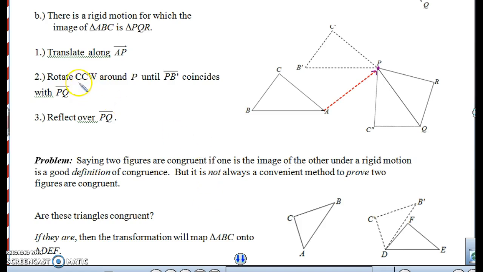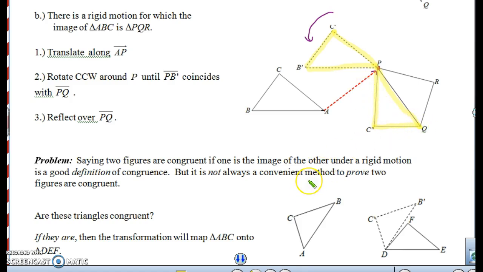Then we are going to rotate counterclockwise. CCW is counterclockwise. Counterclockwise means we're going to turn this way around P. So P is going to be like our center hub, and we're going to turn this around like this so that this triangle here, our rotation, PB prime coincides with PQ. So PB prime here, we rotate around like this, so it comes out to be PQ like this. So that means that PC prime and PR will line up.